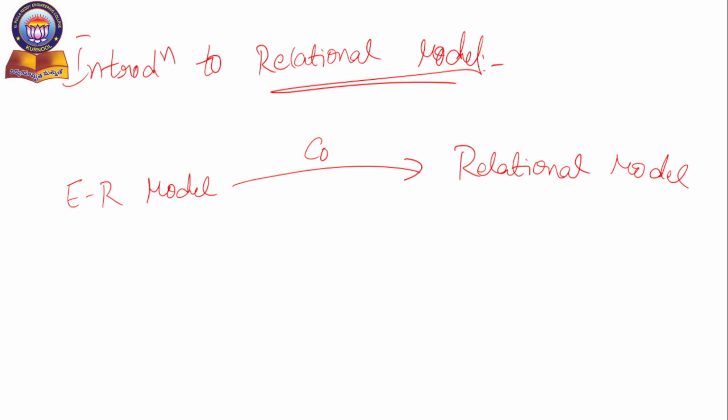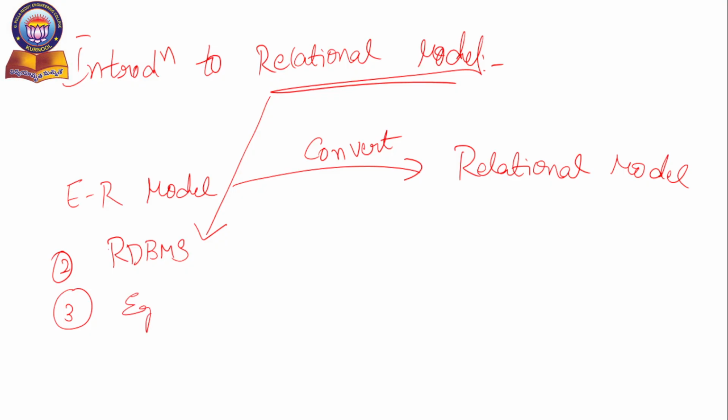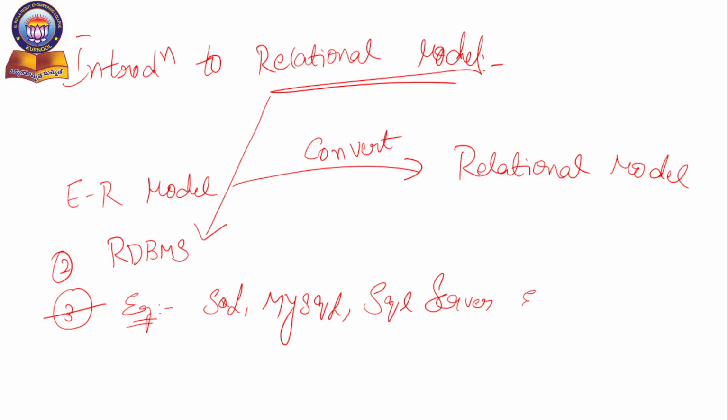Relational model. A relational model can be implemented by using the RDBMS. The RDBMS is used to implement the relational databases in a system. Examples of relational database management systems are SQL, MySQL, SQL Server, etc.